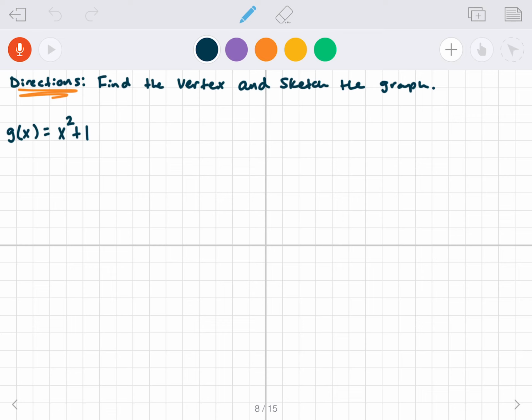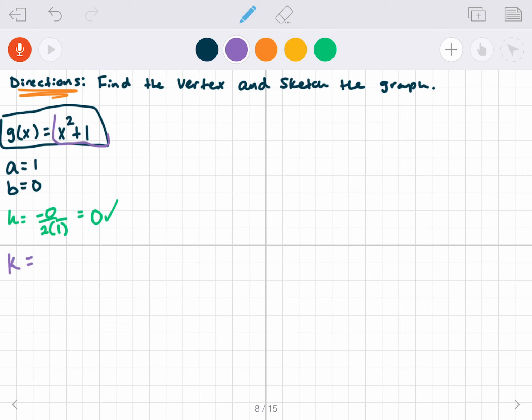All right, so we want to find the vertex and sketch the graph. We can see that we're in standard form here, and a is equal to 1. We don't have a b because there's no x, so that means that b has to equal 0. And so our vertex, h, is going to be negative b over 2a, which simplifies down to 0. So h is equal to 0. If we plug that value of h into our function, we get 0 squared plus 1, which gives us 1 for k.